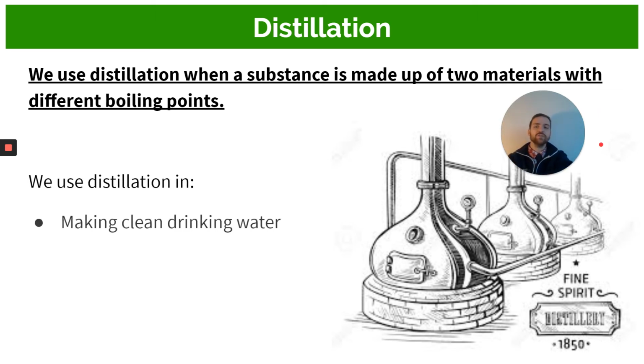We use distillation when we're making clean drinking water. So when water has a whole lot of stuff mixed into it, we can boil the water and collect and condense the water again and get pure, clean water, leaving behind all the pollutants and bad stuff.